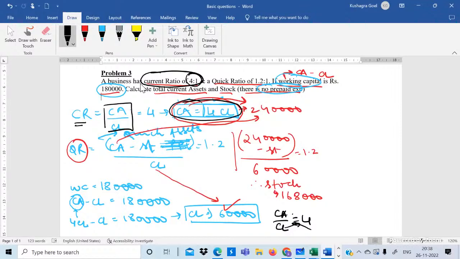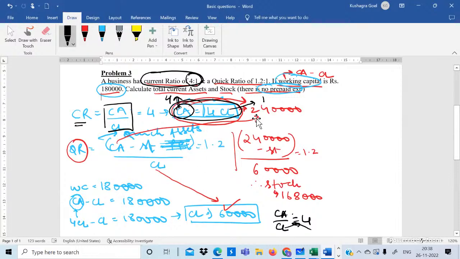So if current asset is 1, current liability is 4. No, reverse. If current liability is 1, current asset is 4. I'm saying my current assets are 4 times my current liability. So whatever is my current liability, if my current liability is X, current asset is 4X. If current liability is Y, my current asset is 4Y. Yep. Any questions on this?